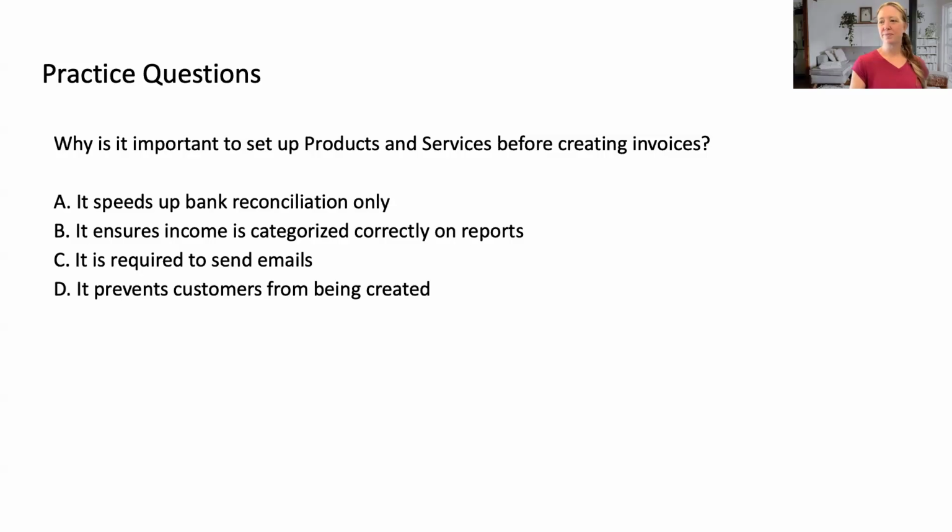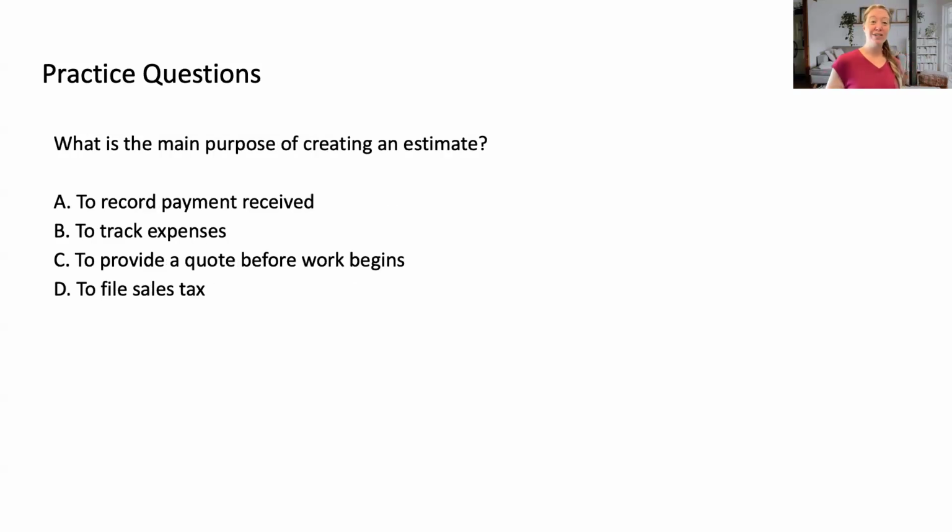Using the chat. Yes, absolutely. Right off the bat, good job. It is B. So if you remember when we set up the products and services, we had to choose the income account. So if you start to look at your reports and you say, why is this stuff in this income account? It's probably a product and service that wasn't set up correctly and is defaulting to the wrong income account. So that's one of those places to go back and look.